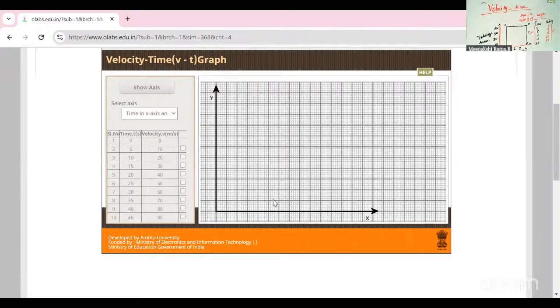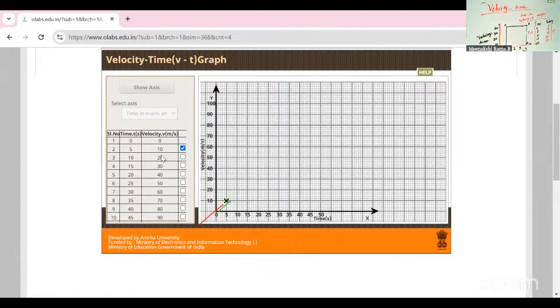So this is the x-axis, this is the y-axis, with time on the x-axis and velocity on the y-axis. I am choosing a 5-second difference. Time is noted in seconds, velocity in meters per second. So the time is t, and then the velocity is 5. Now I am selecting that 5. That is the first one.